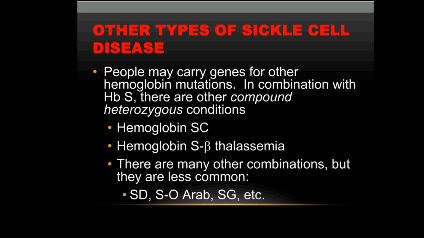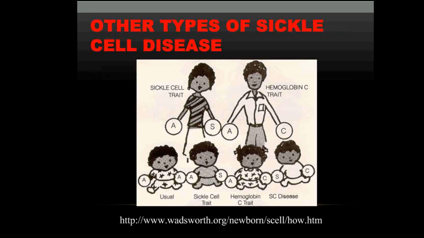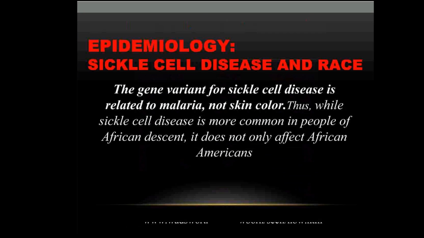And people may also have genes for other hemoglobin combinations, and these are some of them listed. I'm not going to go into them, but I just wanted to have that included. And this is how you would calculate it out, of course, if somebody had one of these other combinations. And I have the websites where you can get these kind of pictures if you're giving talks on this.